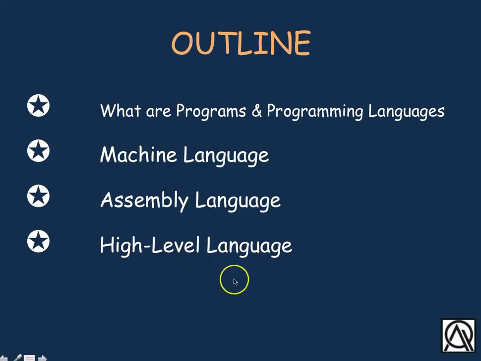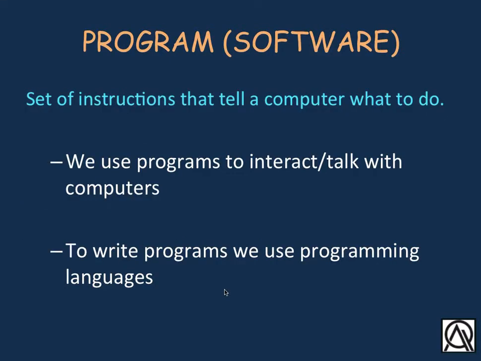So first of all, let's define a program, also called software. It is basically a set of instructions that tell a computer what to do. We use programs to interact or talk with computers. In order to tell a computer to do something, we should use a program. To write programs, we use programming languages.